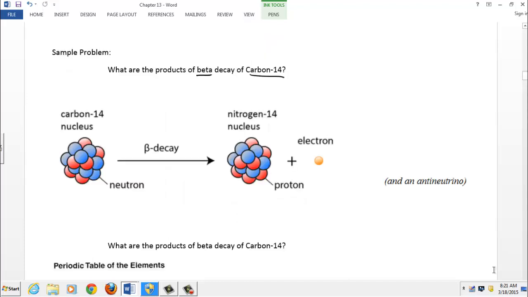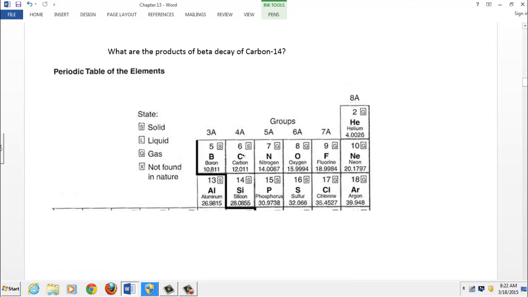Okay, let's try another sample problem. What are the products of beta decay of carbon-14? Well, what's going on is that in the nucleus of carbon-14, there's a neutron. This guy right here is going to break down. It's going to turn into a proton that stays in the nucleus, and out will fly the electron and that antineutrino. We're going to ignore that part. Okay, and now the new nucleus has an extra proton in it. So if we start with carbon with 6 protons and we get a new atom that has 7, well, that's nitrogen. There you go.